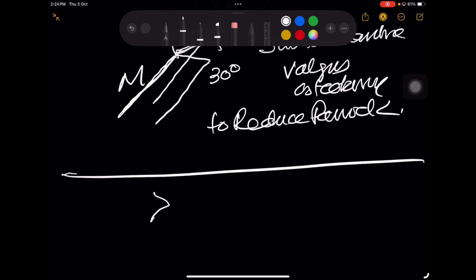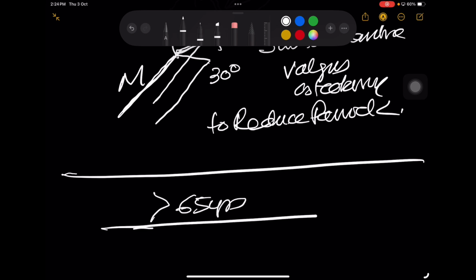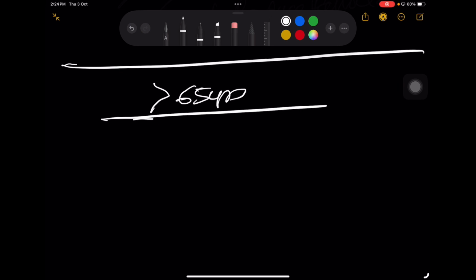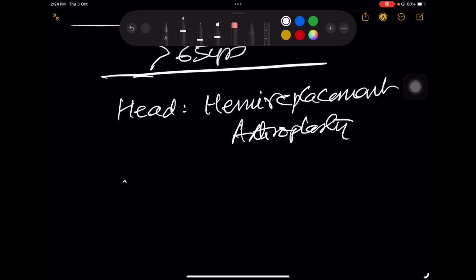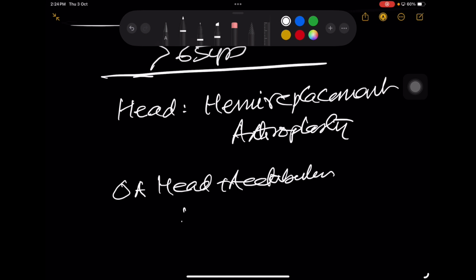Then above 65 years of age, you want the person to quickly start walking. And therefore, if only the head is involved, you do a hemi replacement arthroplasty. That means you replace only the head. If there is osteoarthritis, that means head plus acetabulum involved, then you do a total hip replacement.